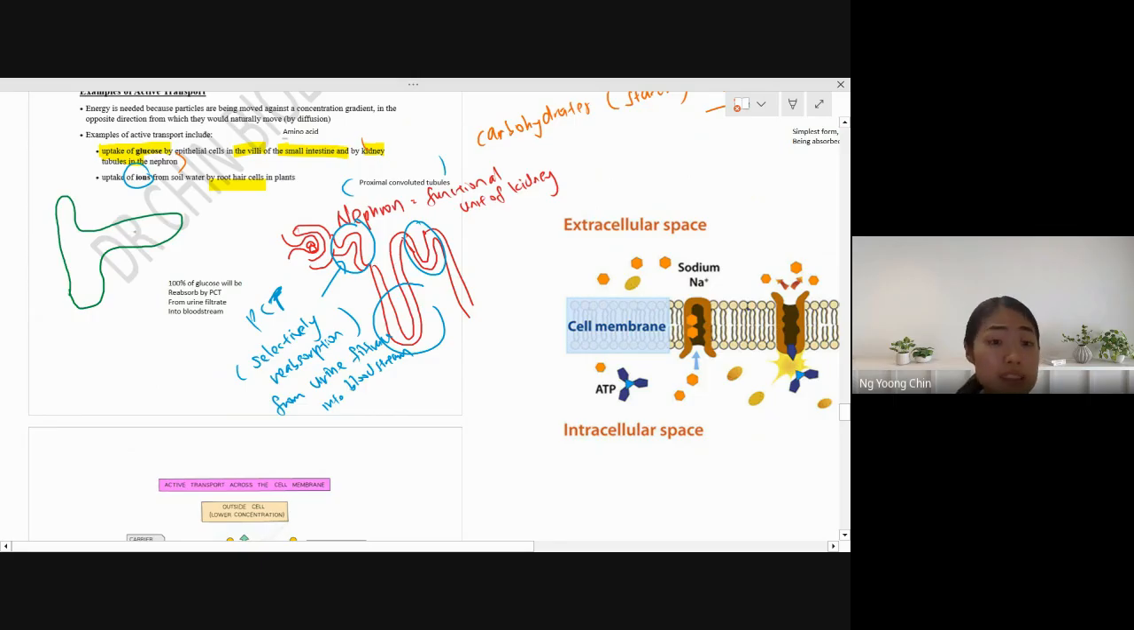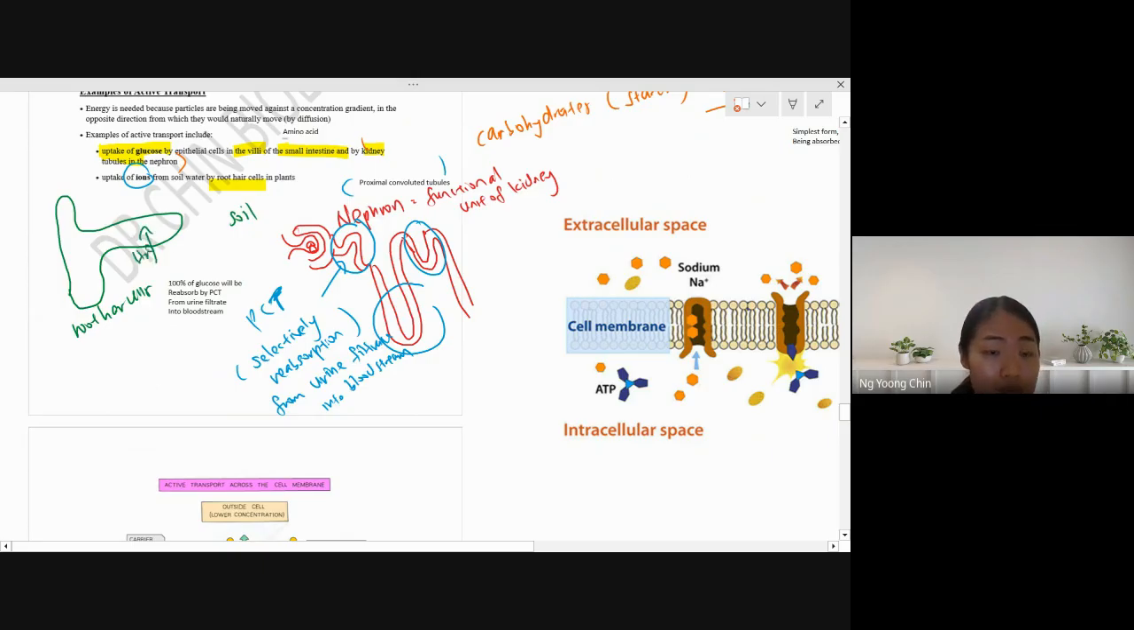So this root hair cell contains a very long extension. The function of the root hair cell is to absorb water and also mineral ions from the soil water. So this is soil. How does the root hair cell absorb the water? Water will enter the root hair cell by osmosis.